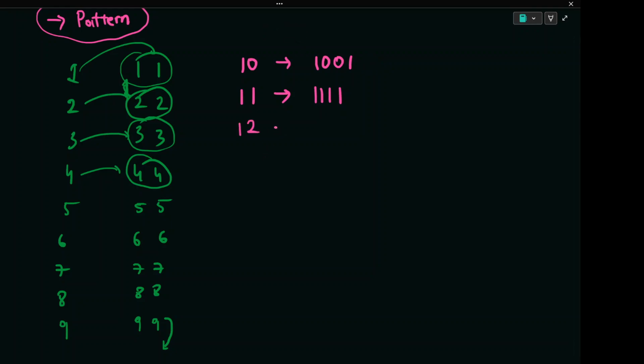So for 12, similarly, the next palindromic number, when you find it manually, will be 1221. For 13, it will be 1331. Just find it on your own. But this is the pattern: 1441. Do you guys see a pattern here? Do you guys notice something?